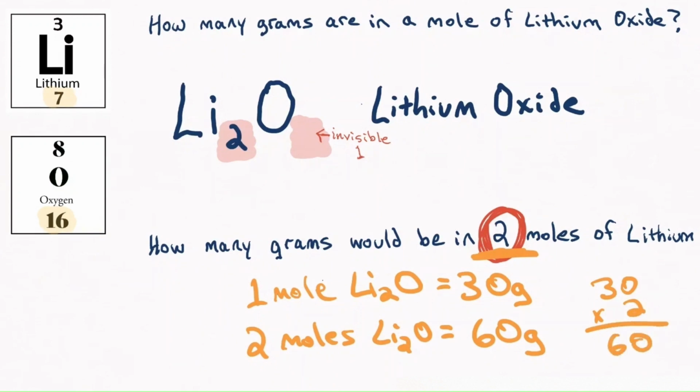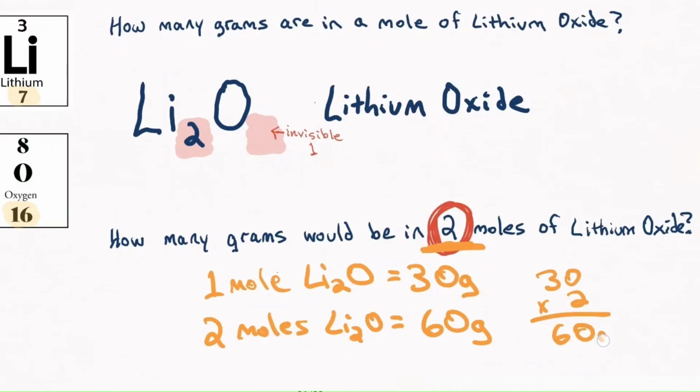No big deal. The math in chemistry is actually not hard. It's not fancy math. You just got to get used to all the abbreviations and all the ways they talk about stuff. But the math itself is just easy peasy. 30 times 2, 60, right? Okay, so 60 grams is in 2 moles of lithium oxide.